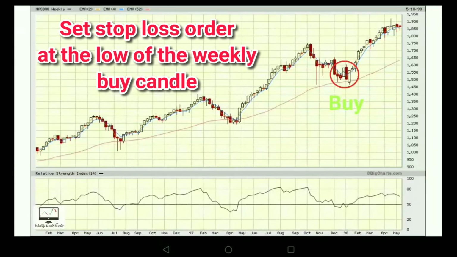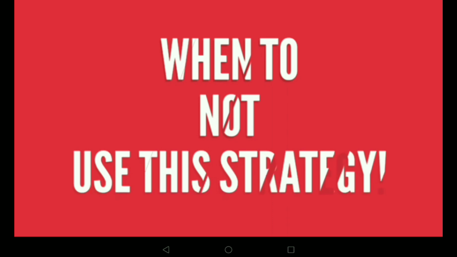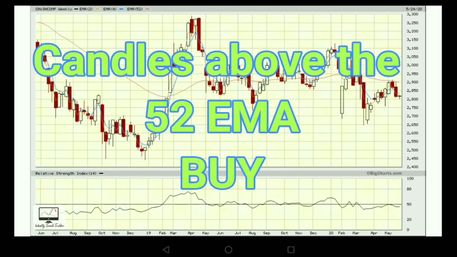We buy. And then we let the market run again. Very, very simple strategy, but very, very powerful. But when do we not trade this strategy? If the market is above the 52-week moving average, we're buyers of that market.